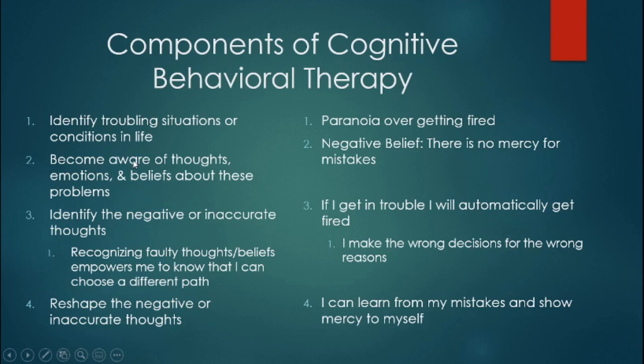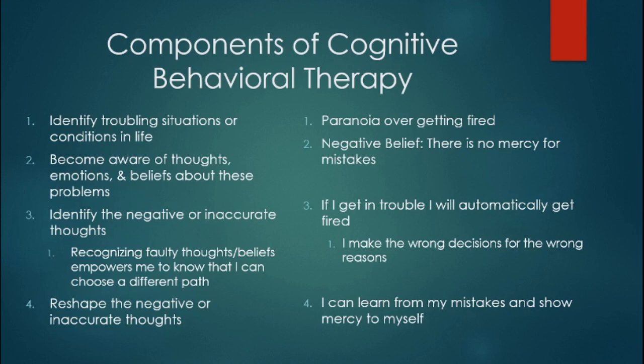Second of all, you need to become aware of the underlying thoughts, emotions, or beliefs about that problem. And the negative belief that I had with paranoia over getting fired is there is no mercy for mistakes. That was the underlying belief. The third is to identify the negative or inaccurate thoughts behind the belief. And that is, if I get in trouble, I'll automatically get fired. Now, that's totally illogical, but actually being able to identify that thought to begin with empowered me to know that I can choose a different way of thinking.